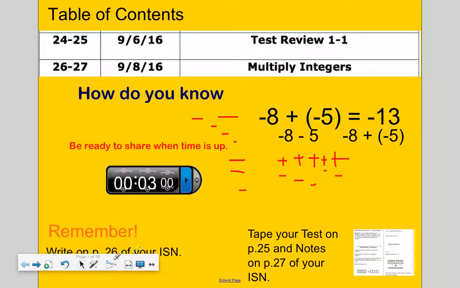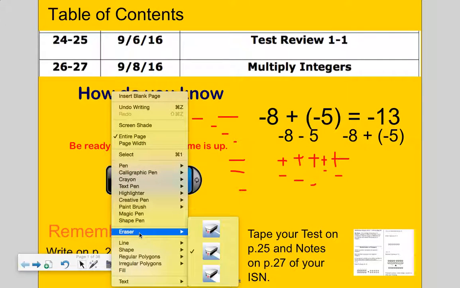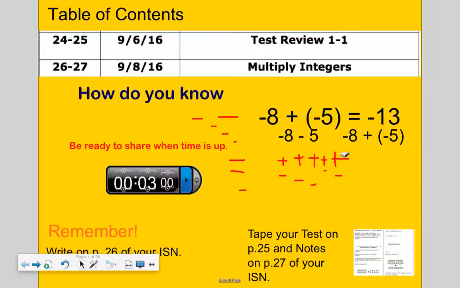So if I take out 5 of the positives, what do I have left? I started with negative 8. I added 5 negatives to it. So negative 8 plus negative 5 equals negative 13. That proves why add the opposite works.